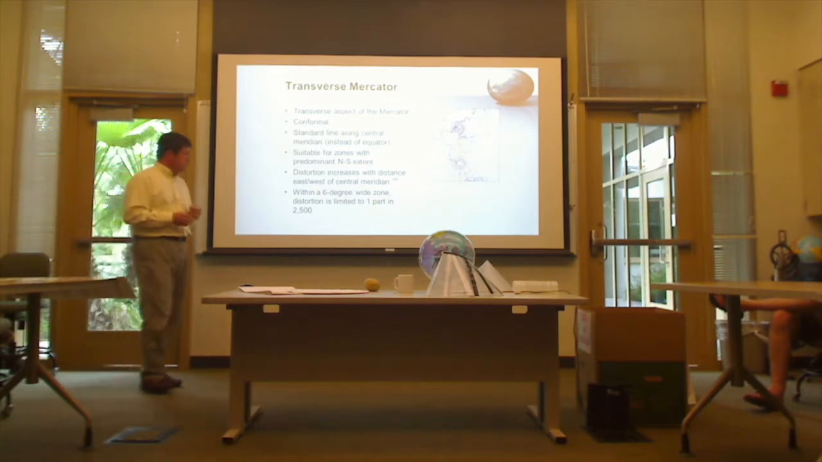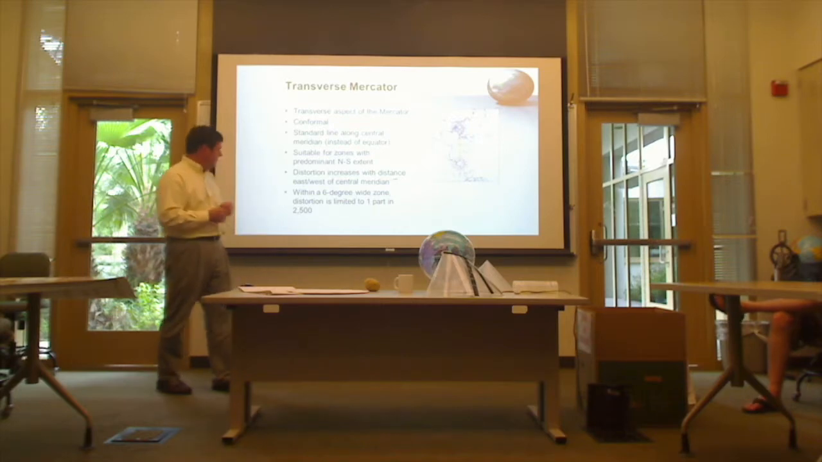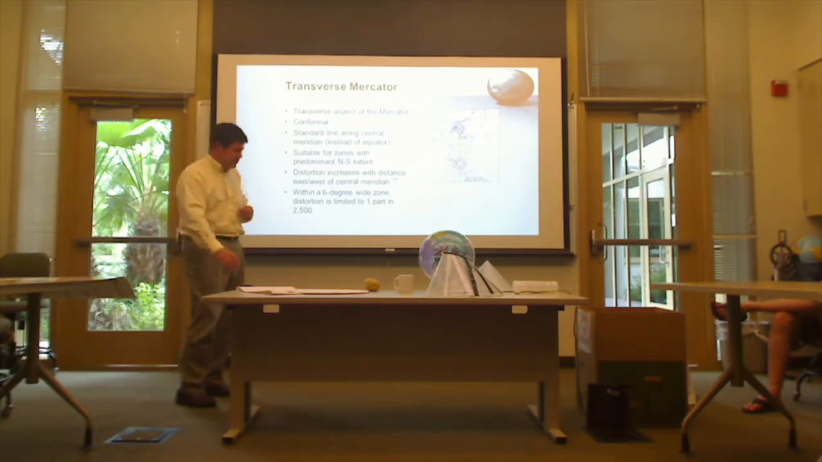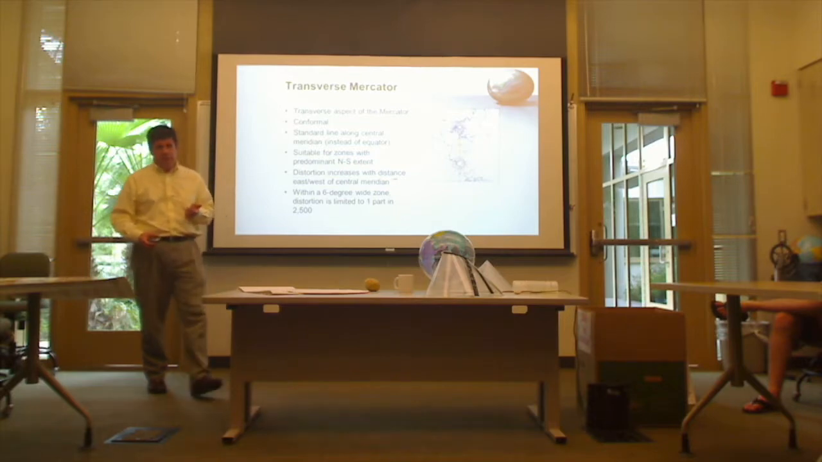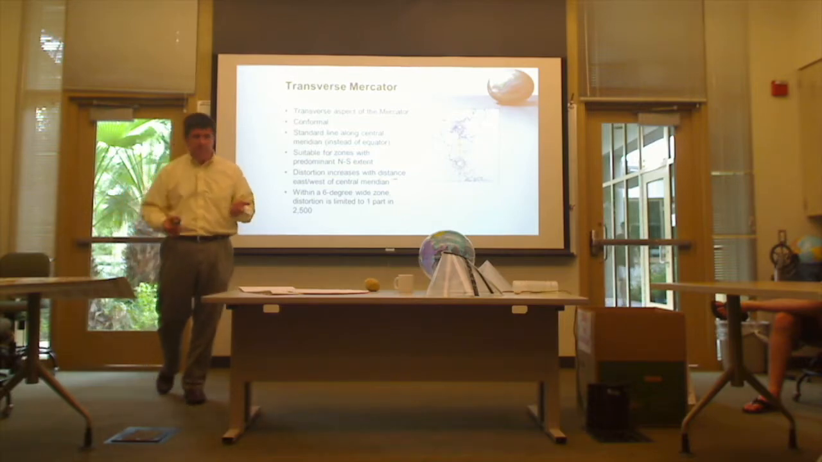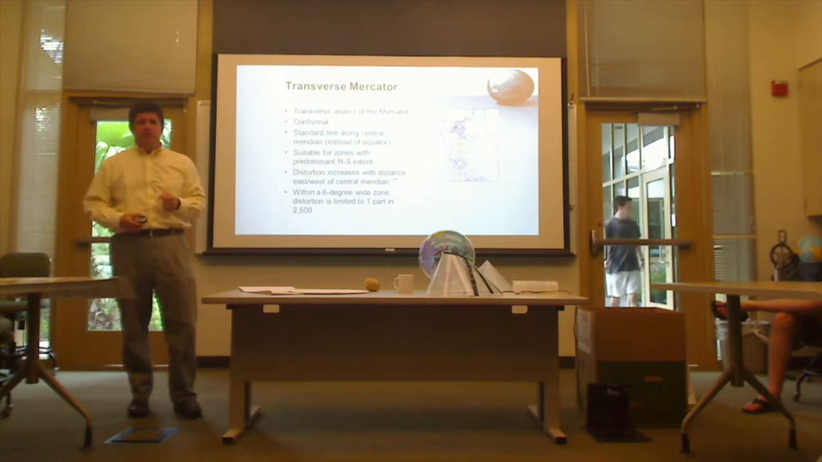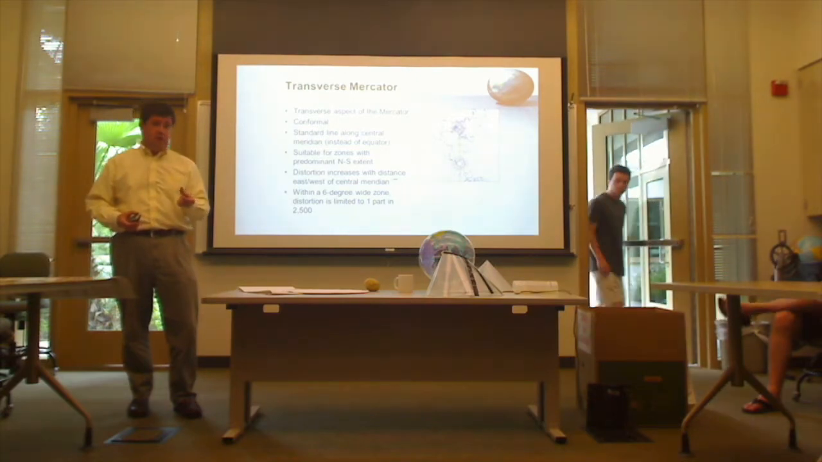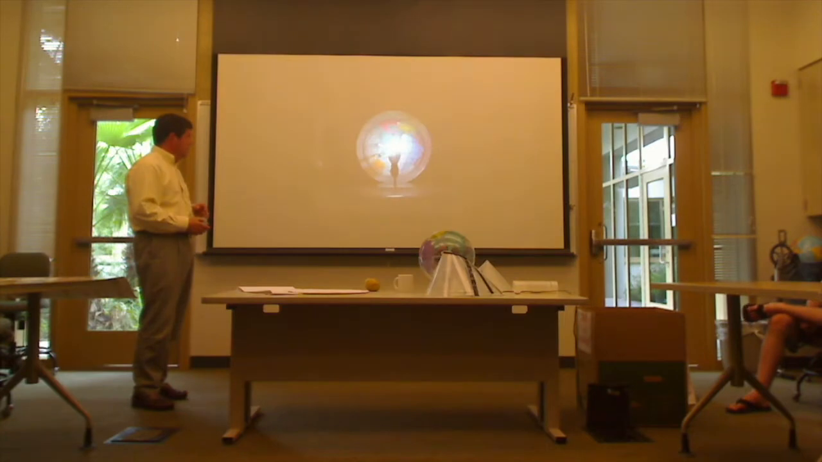Suitable for zones with predominant north-south extent, such as one of those 6-degree-wide swaths. And distortion increases with distance east and west of the central meridian. Within each zone, distortion is limited to one part in 2,500. Is that good or bad? It means if you make a measurement of 2,500 feet, you might be off by as much as 1 foot. It's not great. Remember, we projected this onto a flat surface, and so we have to sacrifice something.